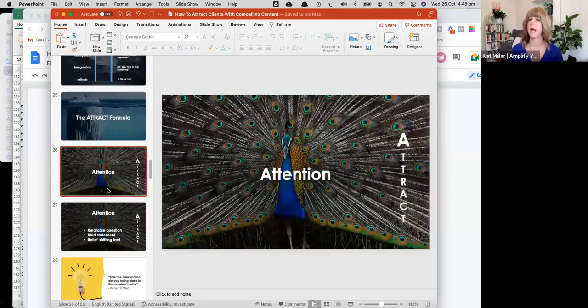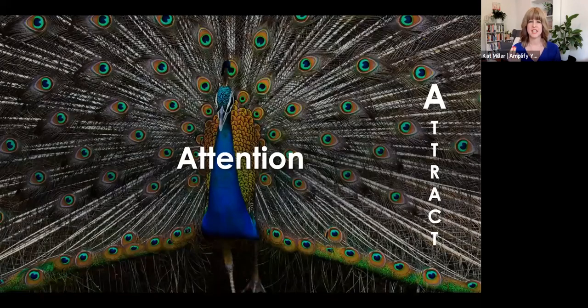Bring that up. Okay, so the first one, the A in the ATTRACT content formula, is attention. Just like this peacock is loving having his beautiful feathers up, grabbing attention, this is what we need to do online. We need to grab and maintain attention. Write that down: grab and maintain.